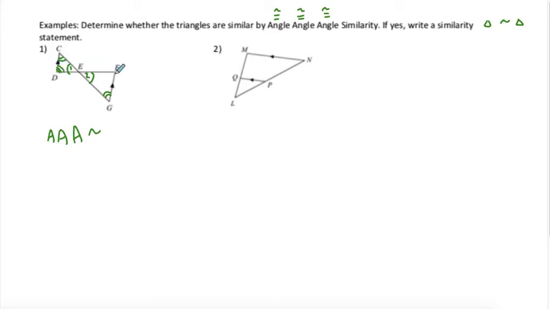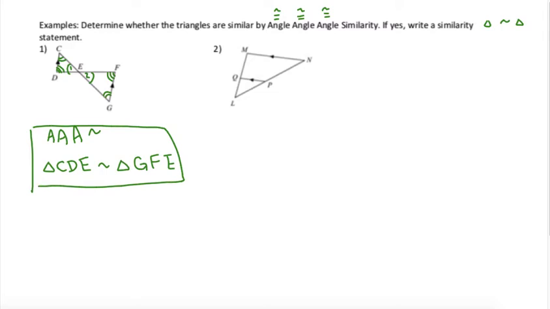Once I have two, this third one will follow, which tells me that triangle CDE has to be similar to triangle. Okay, C goes with G, D goes with F, and E, that's our vertical angle there, goes with E as well. So I was able to determine angle, angle, angle, and I've written my similarity statement. This is my answer.